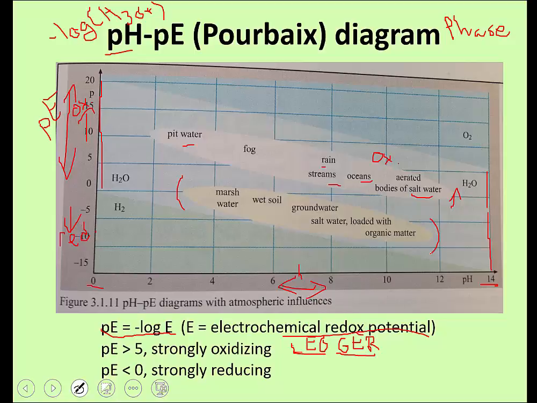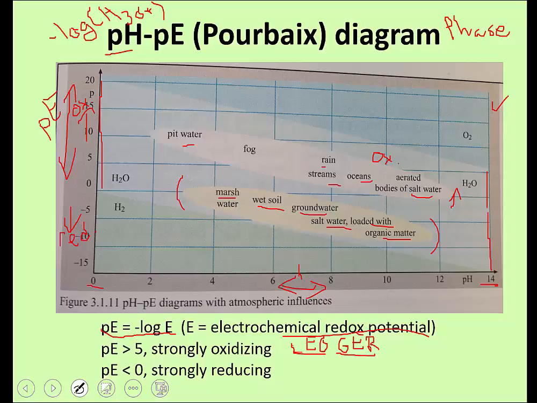Down here toward the lower end of this range, we have things like marshes, wet soil, groundwater, salt water, things that are loaded with organic matter, peat bogs, anything like that. Those tend to be a little more reducing. So it's a different environment there as well. And we will be revisiting these Pourbaix diagrams, this one in particular, to look at how different chemical species, carbon in particular, but other chemical species, are affected.